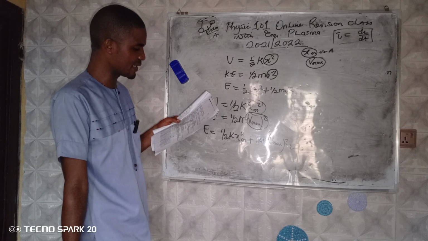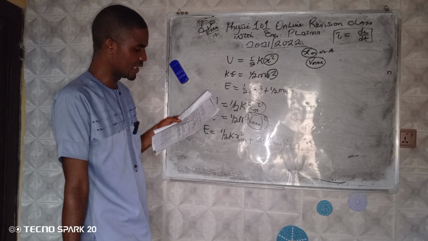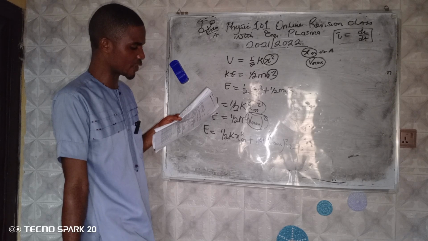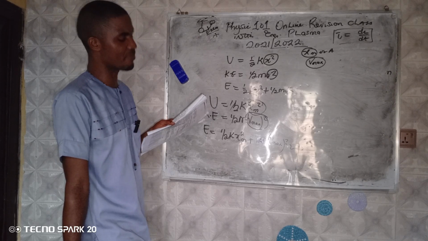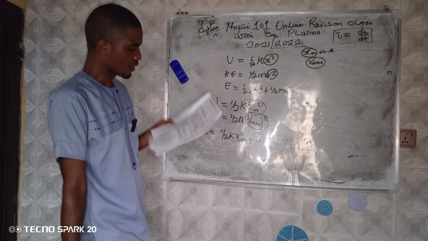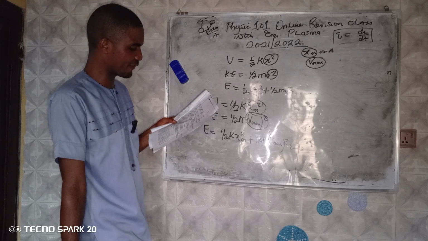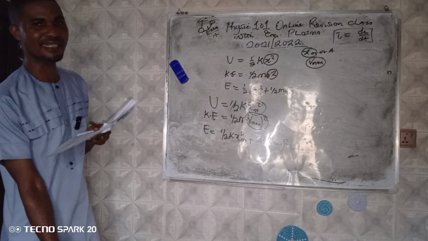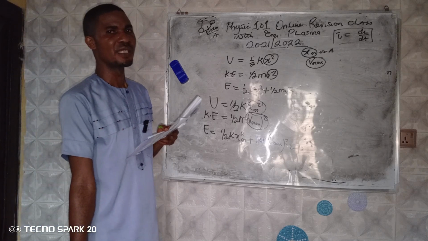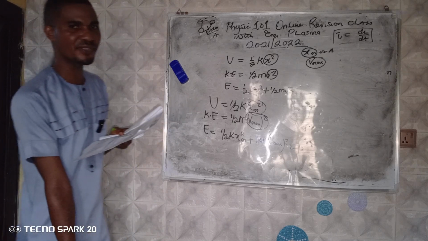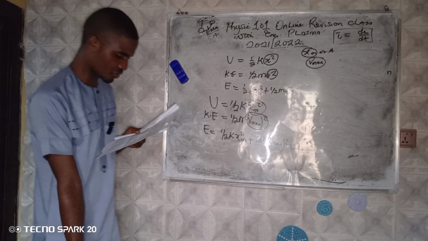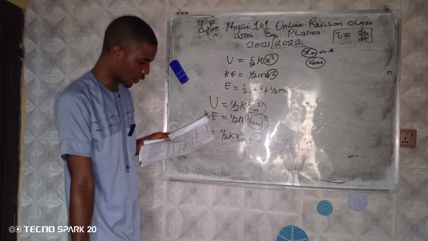Number 6, a sprinter of mass 50 kg is running at a velocity of 10 meters per second. Calculate the momentum of the sprinter. Remember that momentum is mass times velocity. Number 7, collision is defined as elastic if, remember we said that a collision is said to be elastic if momentum is conserved, kinetic energy is conserved, and total energy in the system is also conserved. So you can pick up the option there.